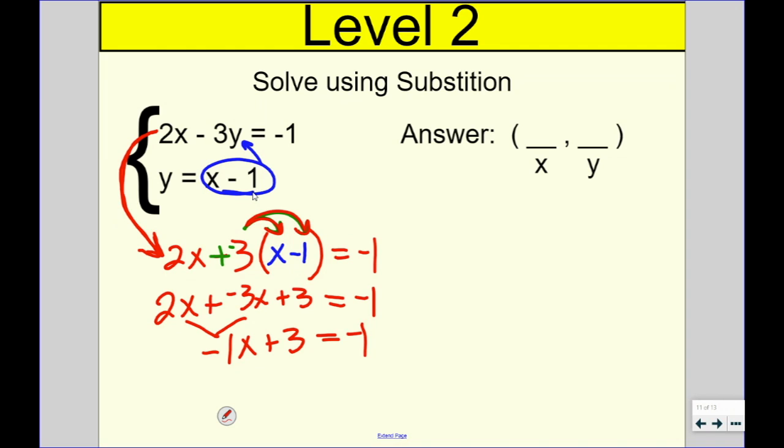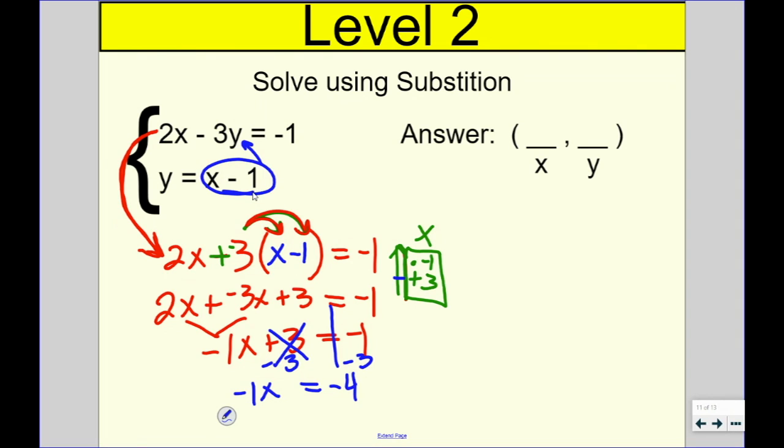Now I can do my chore chart. I'll switch color here so it's not as confusing. Our x here is being multiplied by negative 1 and then added with 3. Remember, we're going to work backwards and start at the bottom and go up. The opposite of adding 3 is subtracting 3. So I'm going to subtract 3 from both sides to keep my equation balanced. I'm going to have negative 1x. 3 minus 3 is 0. Equals negative 1 minus 3 is negative 4.